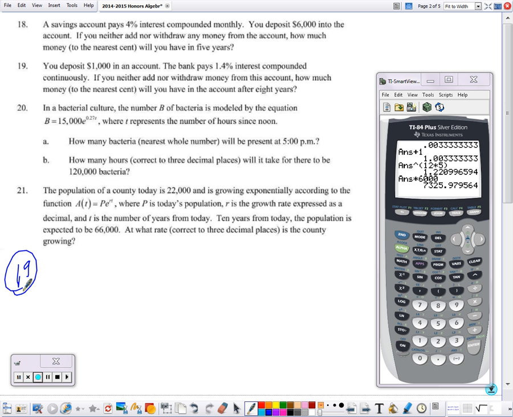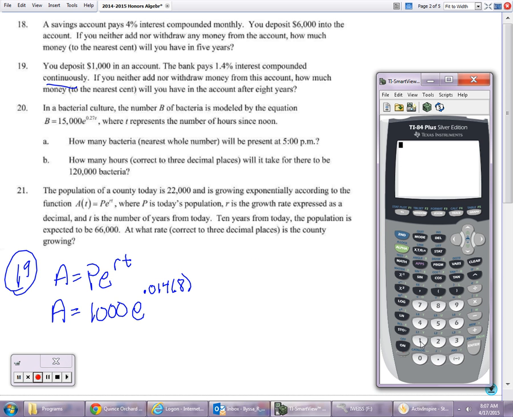For 19, compounding continuously is this equation. We deposit $1,000. Interest rate is 1.4%. And 8 years. The key for this problem in the calculator, when you type your exponent, you have to include parentheses around the rate times time.